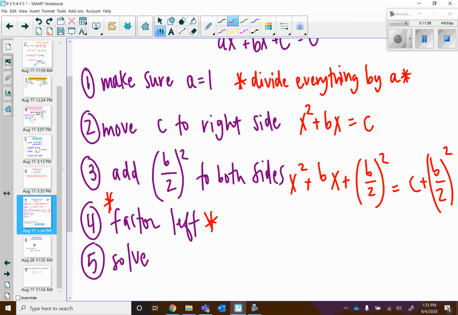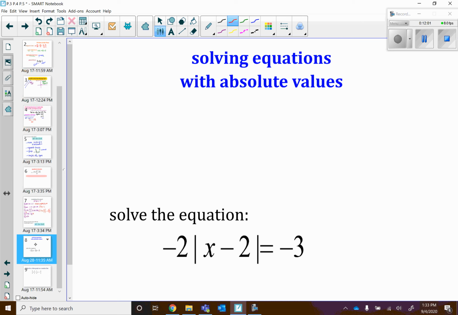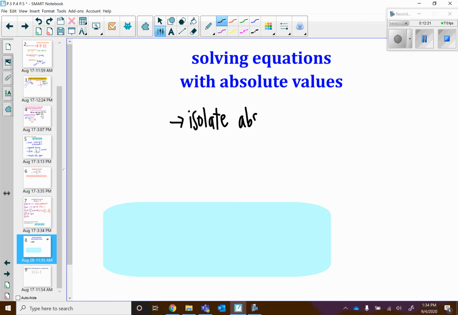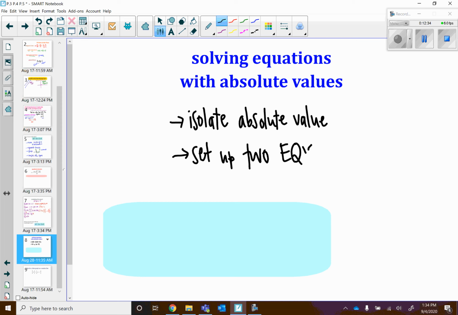But I only have one other thing to show you, and it's solving equations that have absolute value. Sorry, I wanted to pause and hide that problem because you don't need it yet. So solving equations with absolute values, you're going to do two things. You're going to first isolate the absolute value, and then you are going to set up two equations and solve.